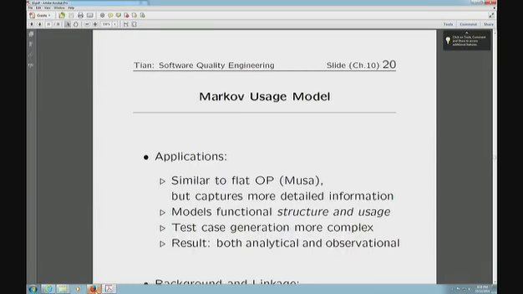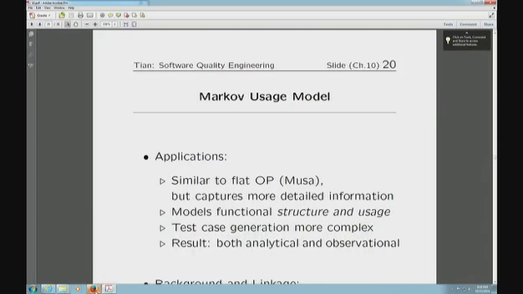When you look at test case generation with the Musa operational profile, generally we assume that each operation can be uniquely identified, and then you say, I'm going to test this operation, and you will be able to test this operation. With the Markov OP, it will be a little bit more complicated because you will still be going through a number of transitions. So the model itself is not giving you the test cases.